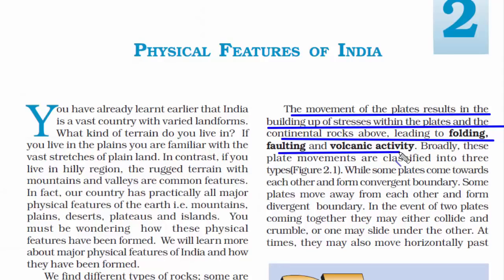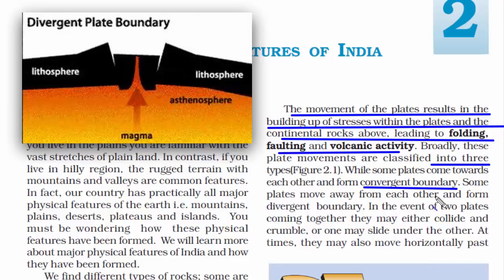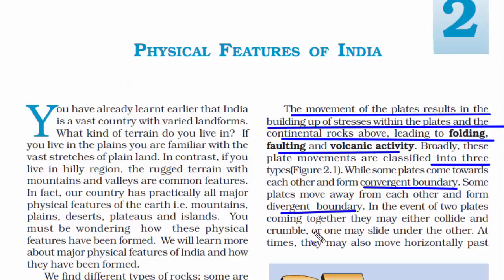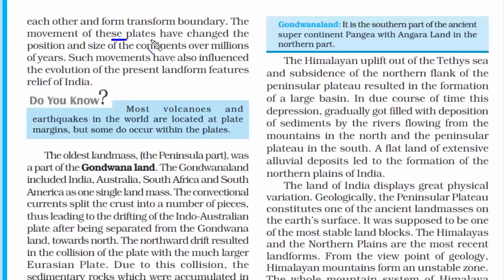These plate movements are classified into 3 types. While some plates come towards each other and form a convergent boundary, some plates move away from each other and form a divergent boundary. In the event of 2 plates coming together, they may either collide or crumble, or one may slide under the other. At times they may also move horizontally past each other. The movement of these plates has changed the position and size of the continents over millions of years.